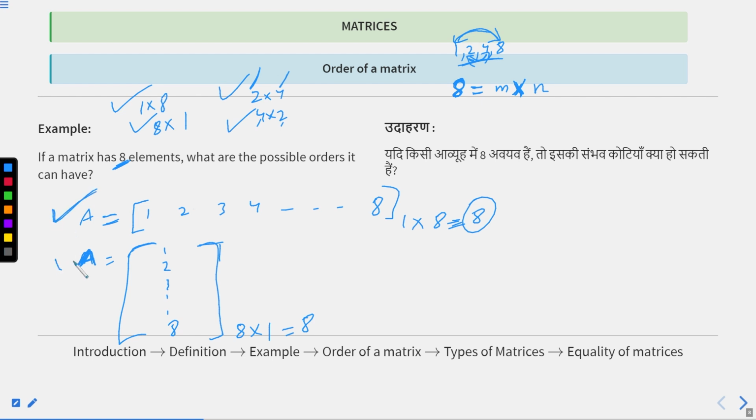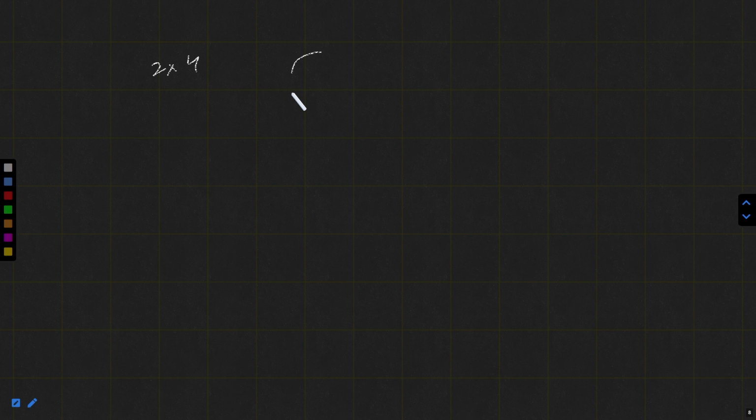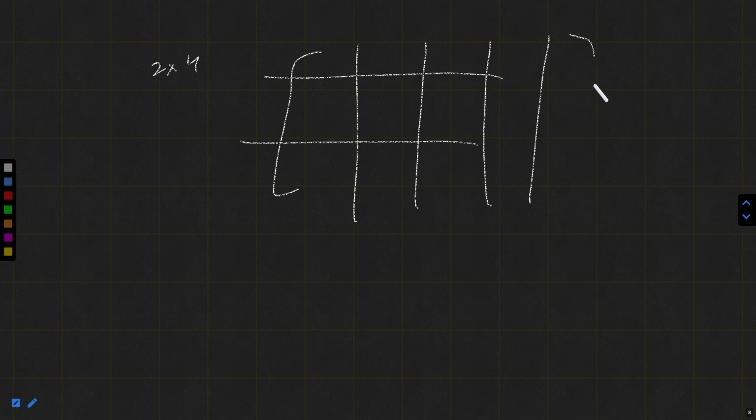The two representations I have already provided you. Please do it for these also. Let me do it for you. This will be 2 cross 4. As you can see, 2 rows, 1 and 2, and 4 columns, 1, 2, 3, 4. Now at the point of intersection you will put entries, or let me use a different color. So 1, 2, 3, 4, 5, 6, 7, 8. As you can see, you are having 2 rows and 4 columns.